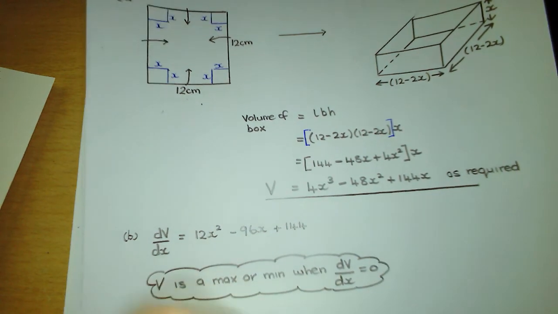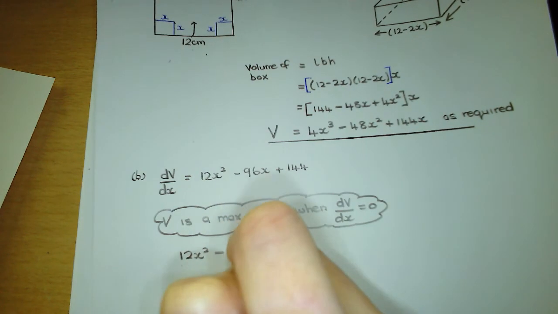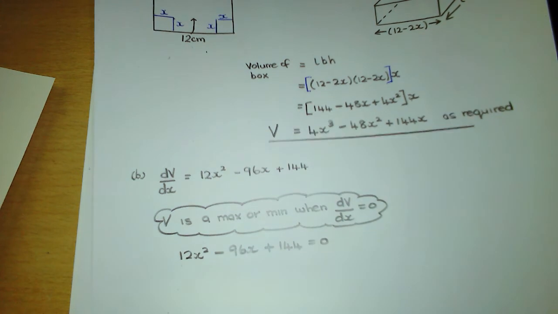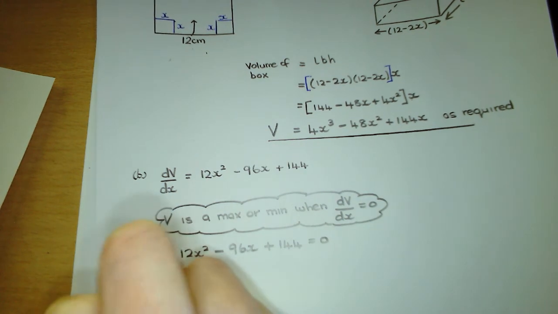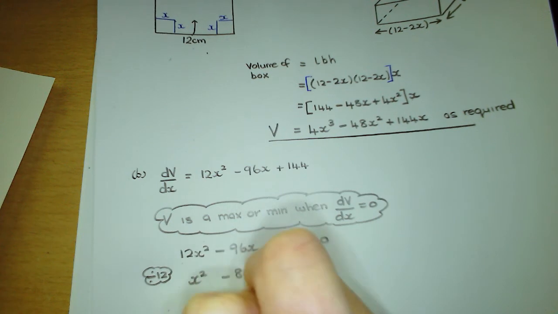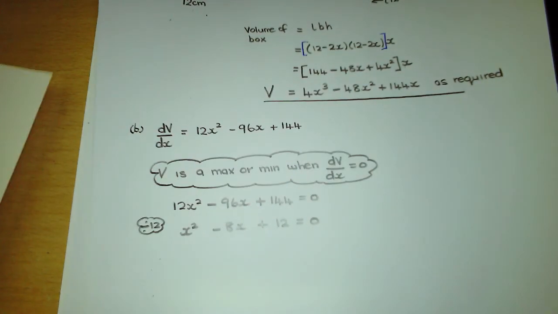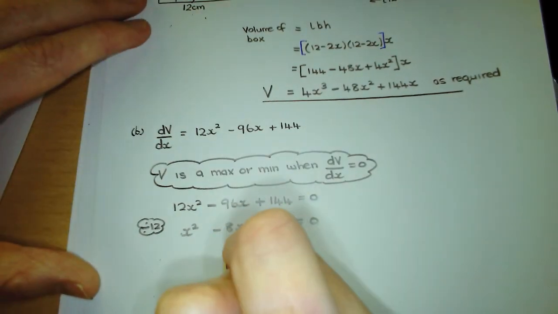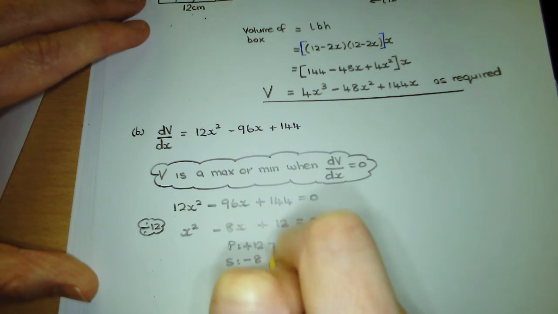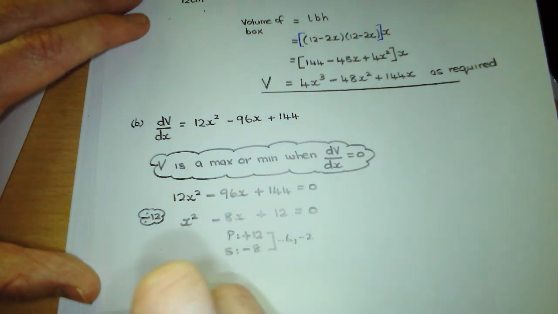Okay, so we'll set our first derivative equal to 0, so 12x squared minus 96x plus 144 equals 0. Divide through by 12. And then we're going to solve the quadratic by factorizing, and we'll do that by using product and sum. So two numbers here are going to be minus 6 and minus 2. And then we do the usual.